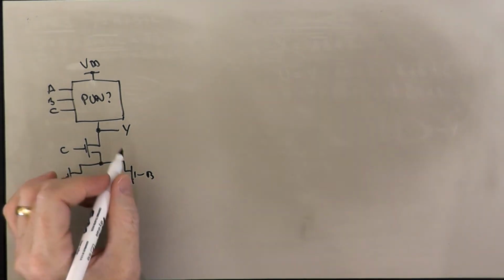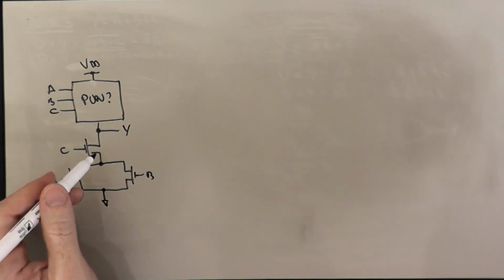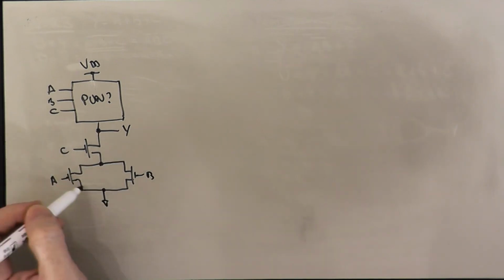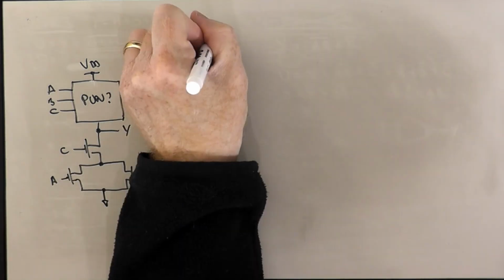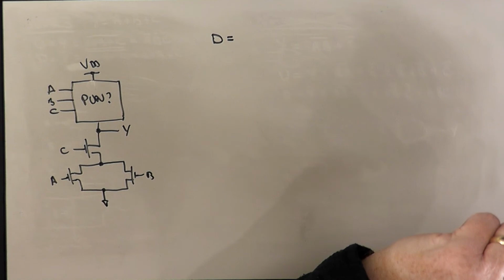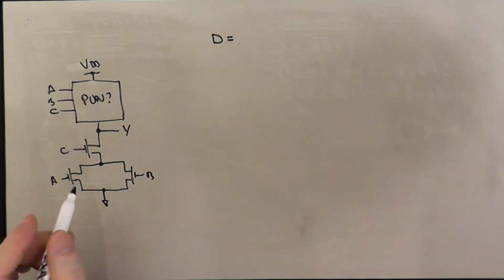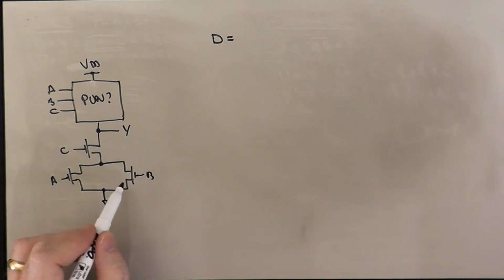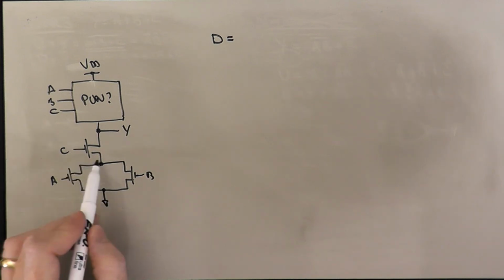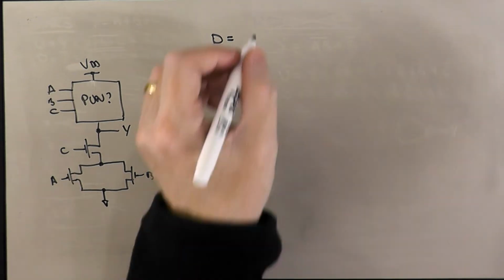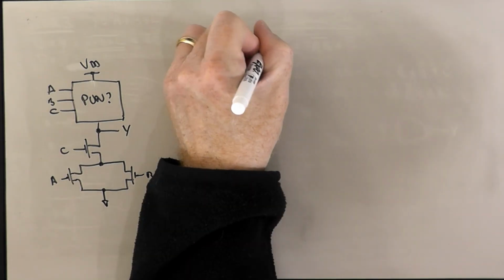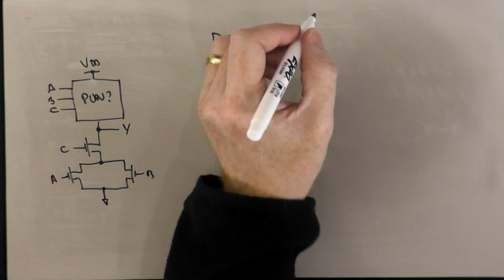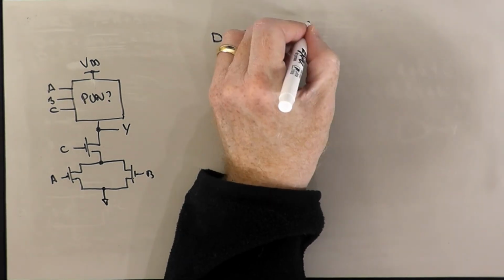Well, to approach this problem, we can write down the conduction condition for the pull-down network. So we know that D is going to be, well, we have A or B, that will be the conduction condition for this piece of the network, in series with C, or ANDed with C. So that would be A or B conjoined with C, like so. And this, if we recall from our previous discussion, should be Y bar.